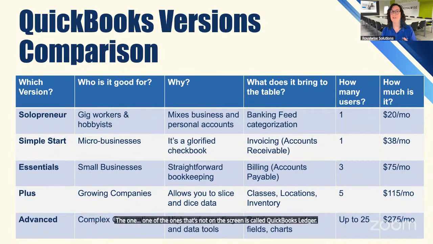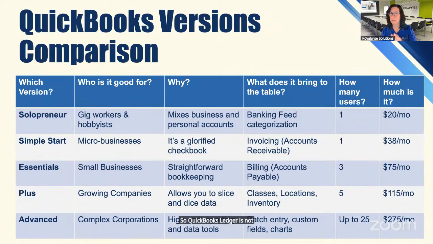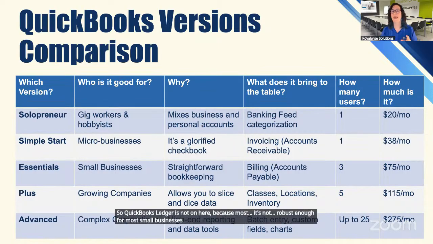And QuickBooks Ledger is only if you're doing down and dirty categorization and you don't have AR, you don't have customers, and you're not tracking product sales. All you're doing is you have some money coming in and you have some expenses you have to track. So QuickBooks Ledger is not on here because it's not robust enough for most small businesses. If that is all you need, then if you connect with your accountant, they can start that kind of subscription for you. It's not something that you can just buy on your own.